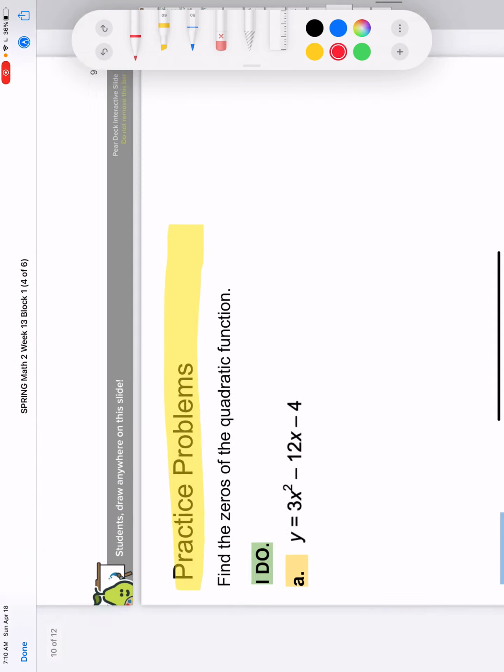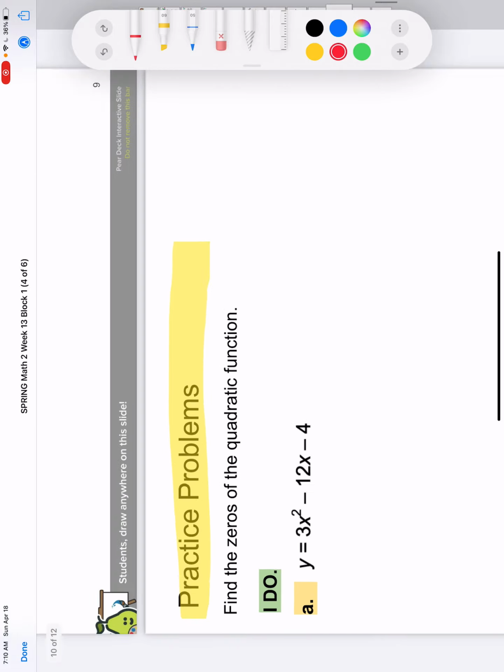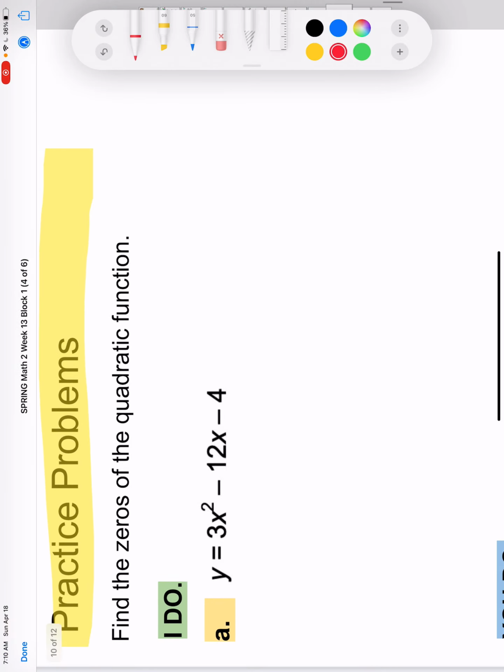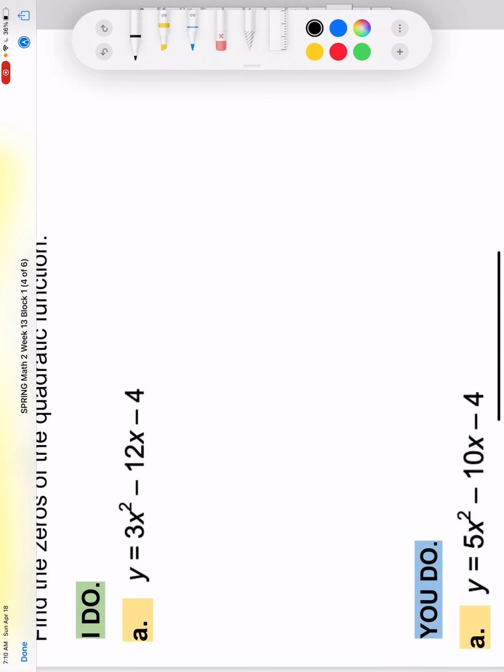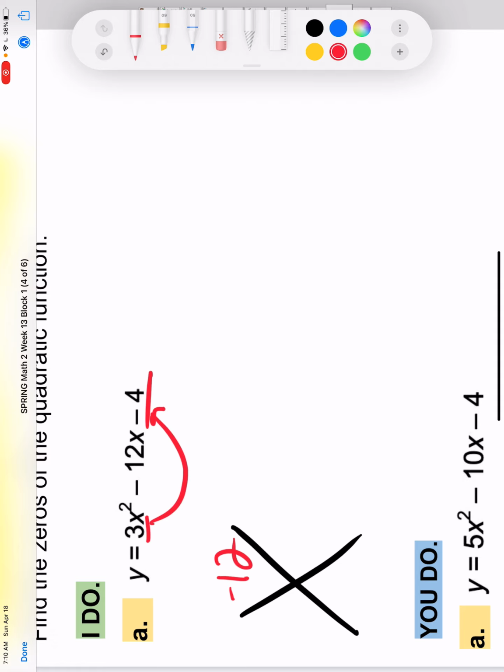All right, on the next page, I think this is our last page. So you're going to find the zeros of this quadratic function. Again, we have a trinomial here. Now I'm screening this trinomial and I don't have a GCF, okay? There's no number that they can all be divisible by, so I'm going to leave it. I'm going to multiply my A with my C. I get negative 12. And then the number at the bottom is negative 12.